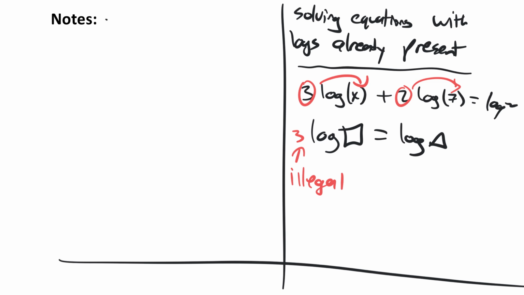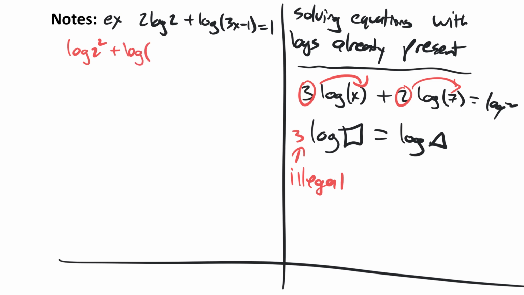So for an example here, let's do 2 log 2 plus log 3x minus 1 equals 1. So go ahead and pause the video and give that a try. All right, so you should get log 2 squared plus log 3x minus 1 equals log 10.